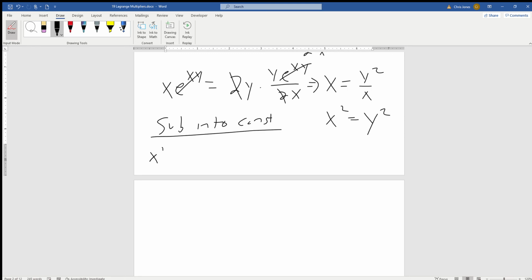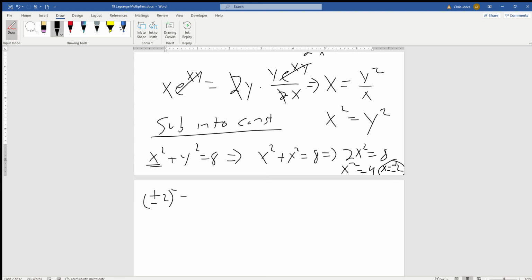If we do that, x squared plus y squared equals 8 becomes x squared plus x squared equals 8, which means that 2x squared equals 8, which means x squared equals 4, which means x equals plus or minus 2. And of course that helps us because then we can solve for y squared. We can just back substitute here. So we get plus or minus 2 squared plus y squared equals 8, and that means that 4 plus y squared equals 8. So y squared equals 4, which implies that y is equal to plus or minus 2 as well.